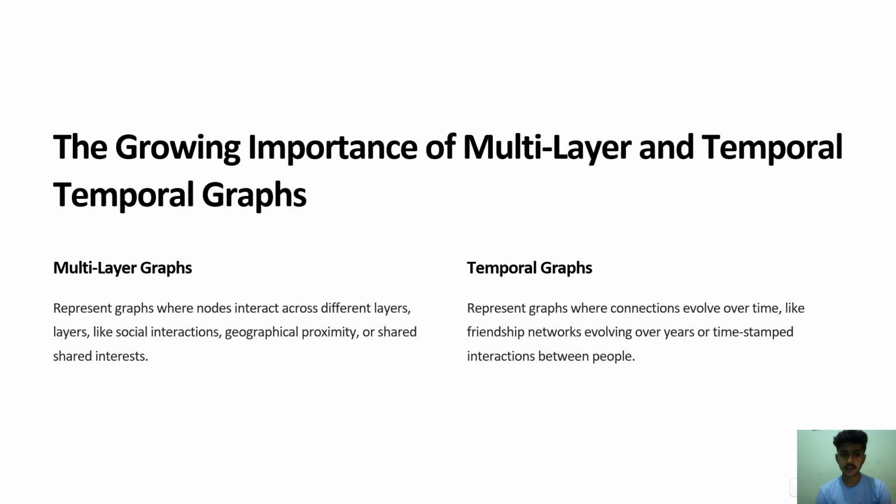The growing importance of multi-layer and temporal graphs. Multi-layer graphs represent graphs where nodes interact across different layers, like social interactions, geographical proximity, and shared interests. Temporal graphs represent graphs where connections evolve over time, like friendship networks evolving over years, or time-stamped interactions between people.